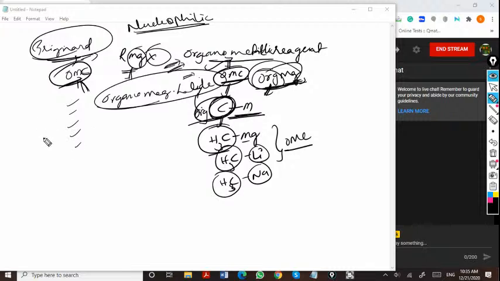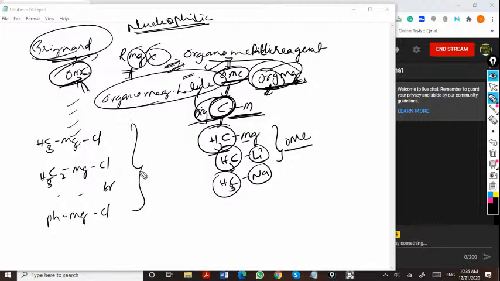Specific examples for the organomagnesium halides are methyl magnesium chloride, ethyl magnesium chloride or ethyl magnesium bromide, phenyl magnesium chloride, phenyl magnesium iodide, phenyl magnesium bromide, and benzyl magnesium halide. These all belong to Grignard reagents. There are many other Grignard reagents.